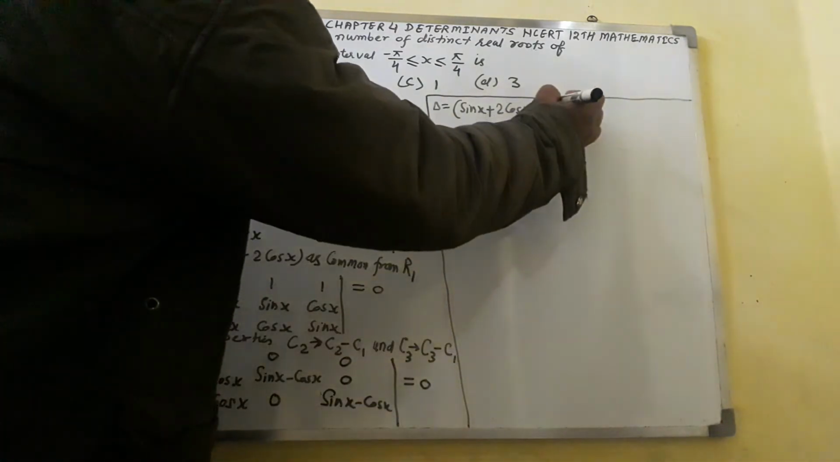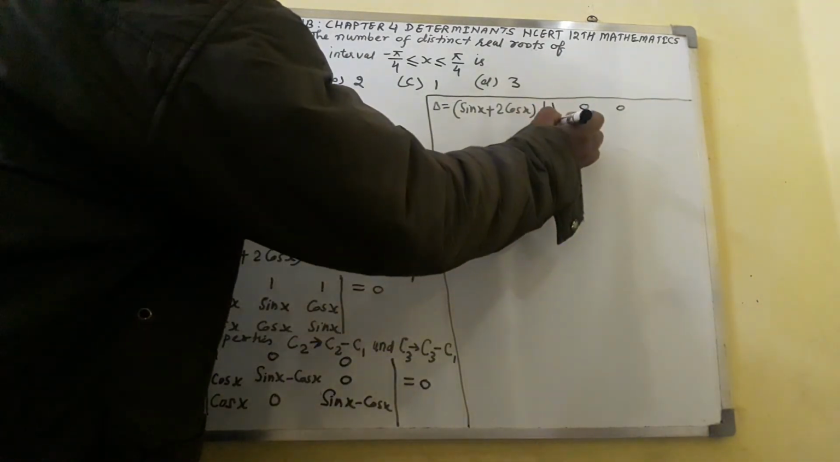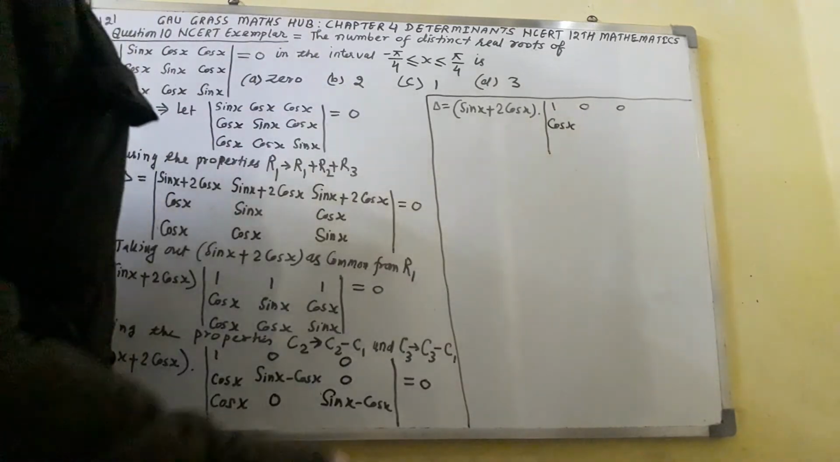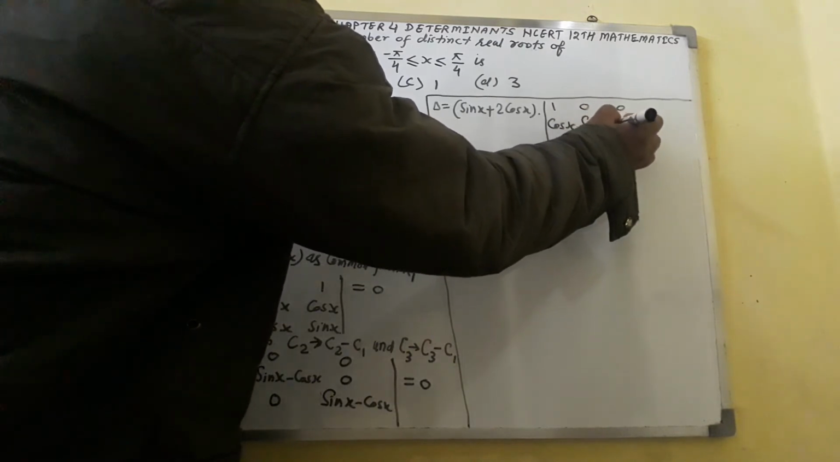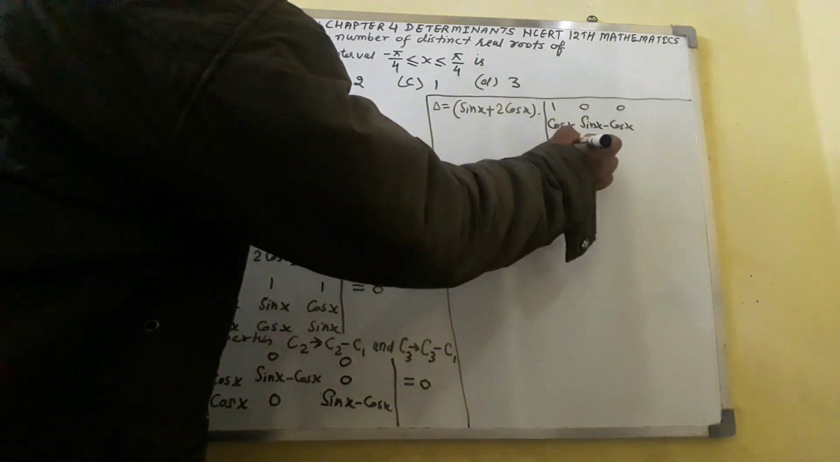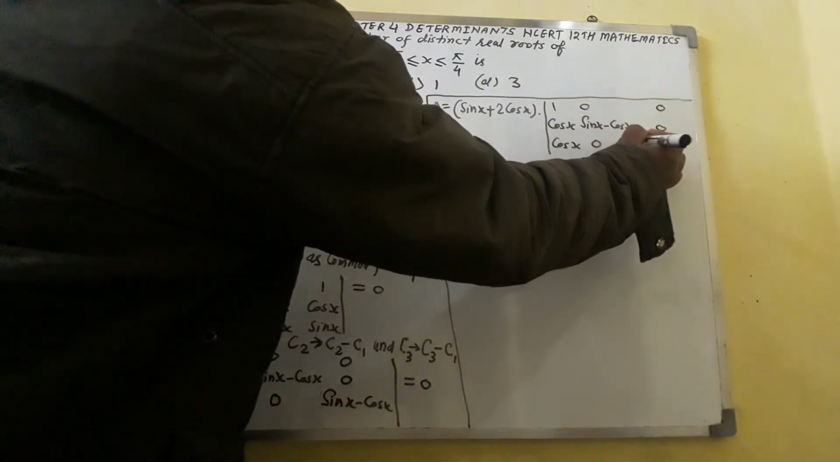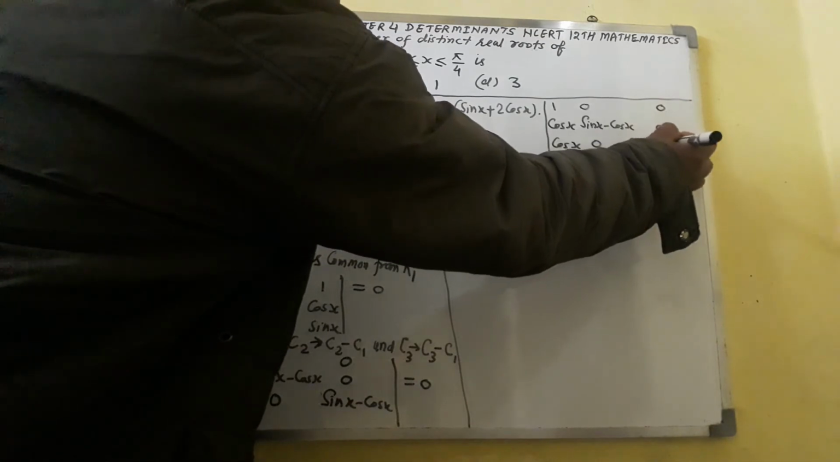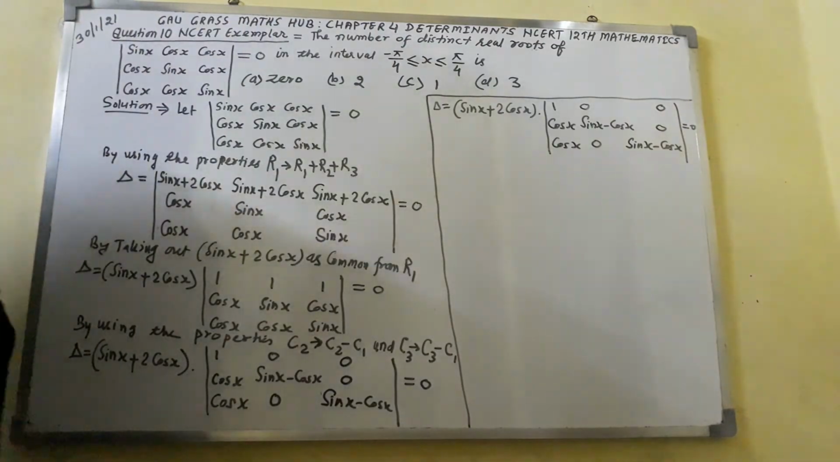Elements of first row will be written here 1, 0, 0. Elements of second row cos x, sin x minus cos x, and here you will get cos x comes out to 0, and here write 0. Elements of third row: 0, sin x minus cos x. This thing you will get.